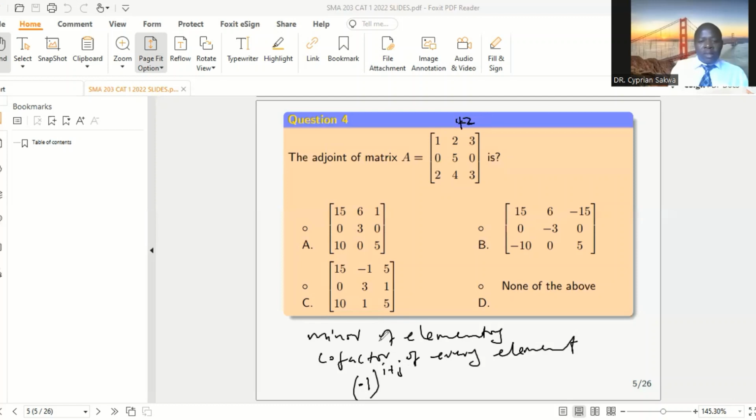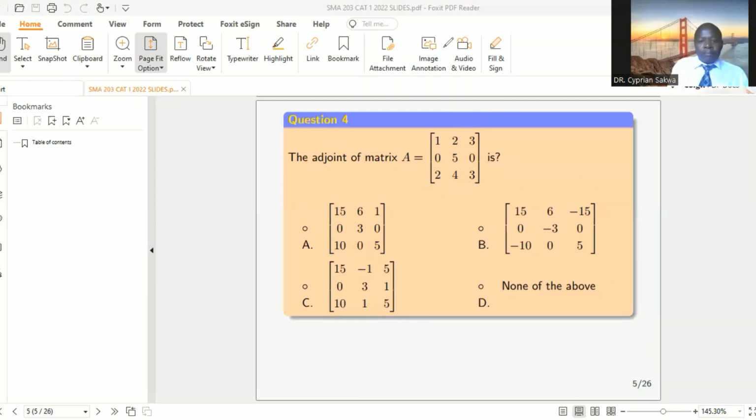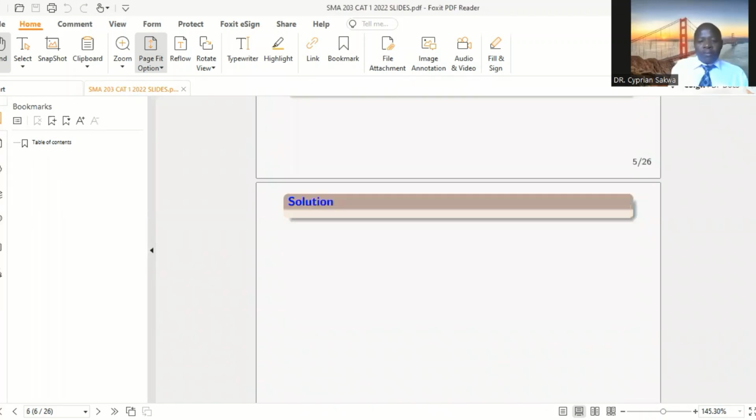So let's just write this matrix and then do the question. Let me create space and move to the space where I'll be working from.